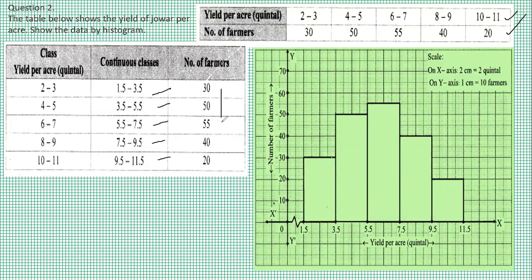Then the number of farmers is given there. This data you have to represent on your graph paper. Again, it starts from 1.5, not from 0, so we use the ring sign. On the x-axis, 2 centimeter equals 2 quintal, and 1 centimeter on the y-axis equals 10 farmers. So this way you can draw the graph. That is the histogram. Hope that it is clear to all of you.